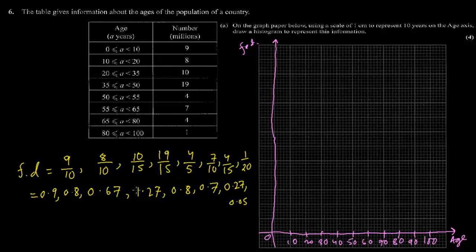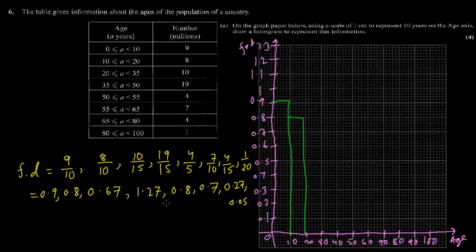Okay, so if the highest frequency is 1.27 frequency density, so we can consider each point as 0.1. So 0.1, 0.2, 0.3, 0.4, 0.5, 0.6, 0.7, 0.8, 0.9, 1, 1.1, 1.2. So let's draw the histograms. So the histogram is going to be, the first one is 0 to 10. 0 to 10 has a height of 0.9. So 0.9 means this. So this is the first one, 0 to 10. The next one is 10 to 20, and it has a height of 0.8. So 10 to 20 has a height of 0.8.